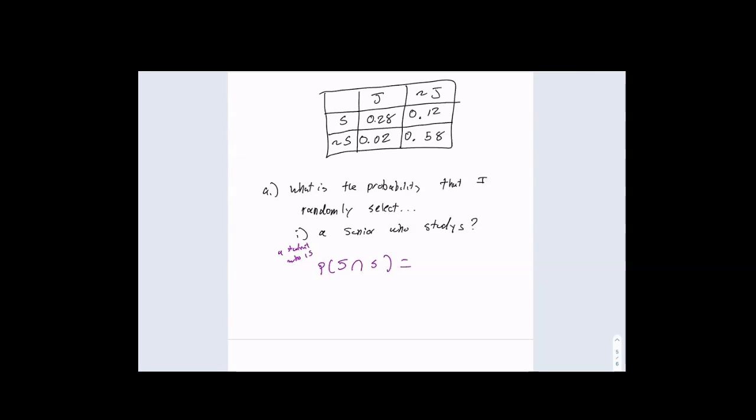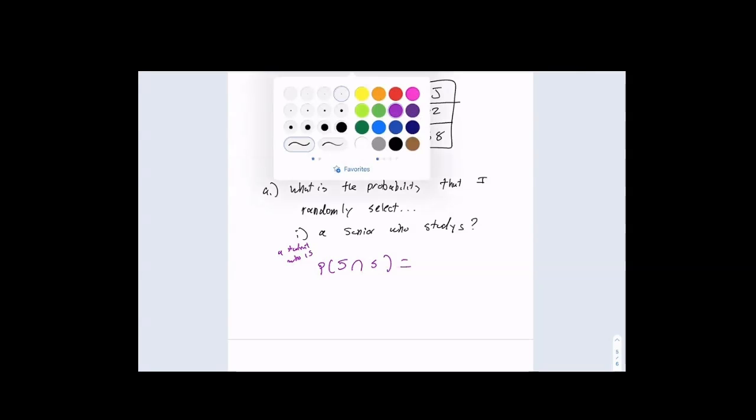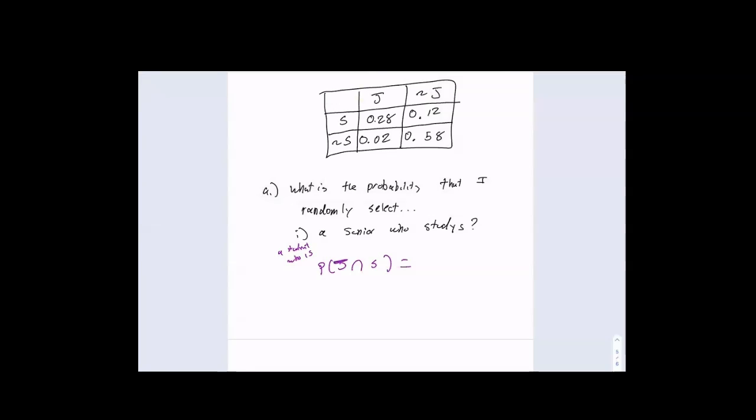Wait, so probability of, is that a J or S? It's a J. A junior and a senior. That's a junior who studies. 0.28? Yeah, 0.28. It's the most obvious answer I could possibly ever give you, class. 0.28, or junior and studies. Right there. That's the junior and they study. Boom, that's it.